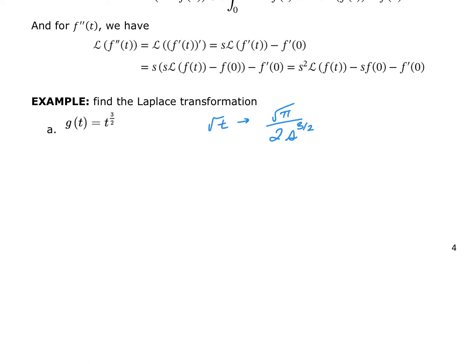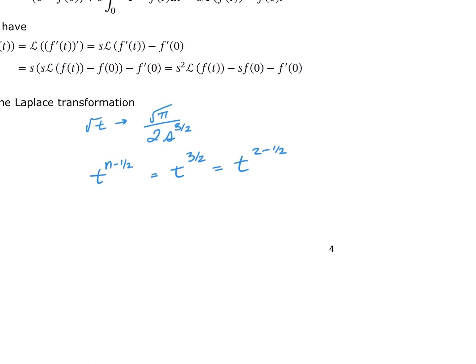If I have t on my list, t raised to the n minus 1/2, well, t raised to the 3 over 2 must be equal to, using this, 3 over 2 is 2 minus 1/2. So I would use n equal to 2.